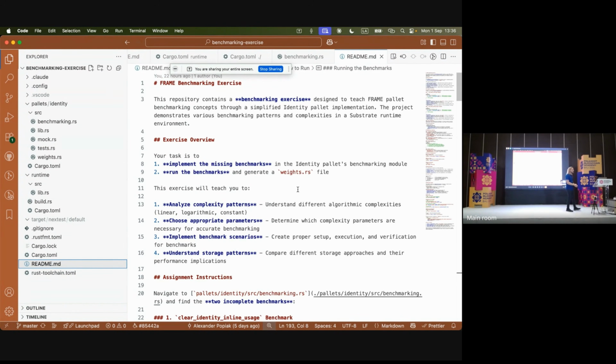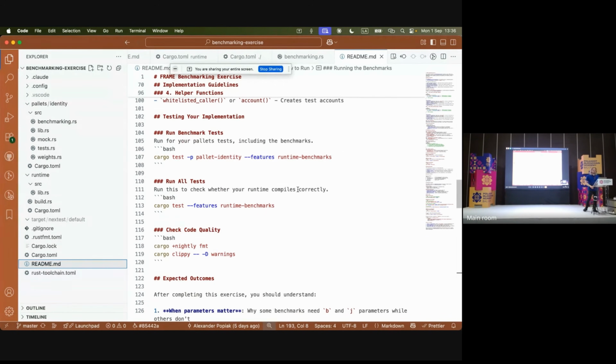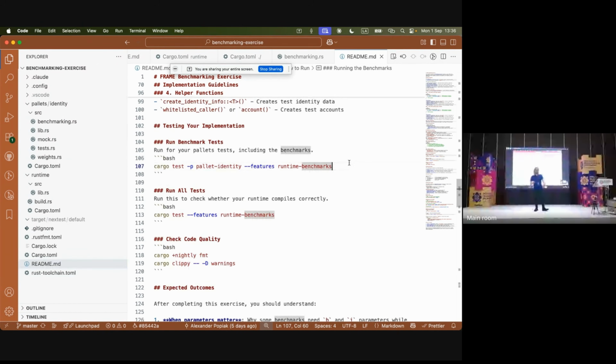Benchmarking exercise. Do you all have the repo cloned and maybe done a build already? There should be build instructions in the README. Notably, you will want to basically always compile with the runtime benchmarks feature turned on, because you'll be writing benchmarks. So for the tests, you want that. And then for running the actual benchmarks, you also want it when compiling the runtime. Yes.